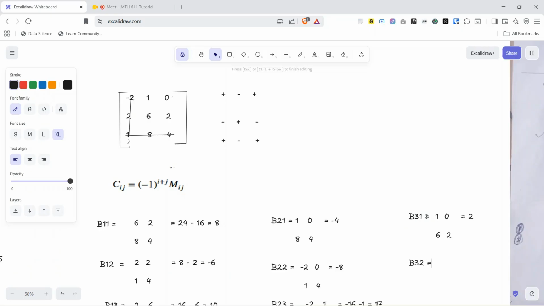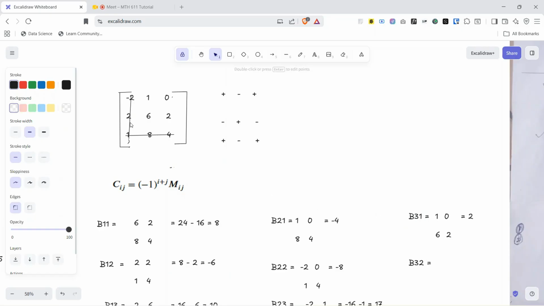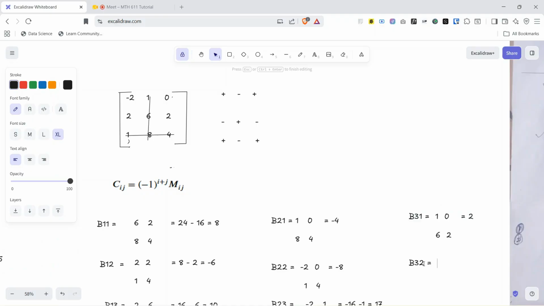B32 will be equals to the determinant of minus 2 0, 2 2. This is minus. So minus 2 times 2 is minus 4. This is 0. So this is minus. So minus times the minus 4 would make this to be 4.